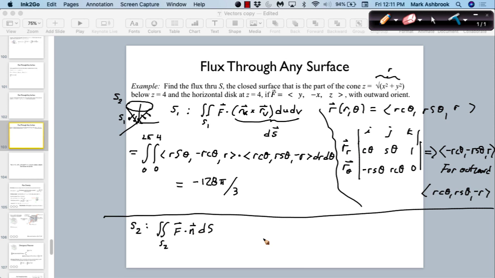And that'll make our life a little bit easier. So what is N for outward orientation? This would be 0, 0, 1, right? That's nice. Okay, and so then F. So now we're in what? We're in Cartesian coordinates, right? So F is going to be, we'll just write it as it is: y, negative x, z, dot 0, 0, 1.